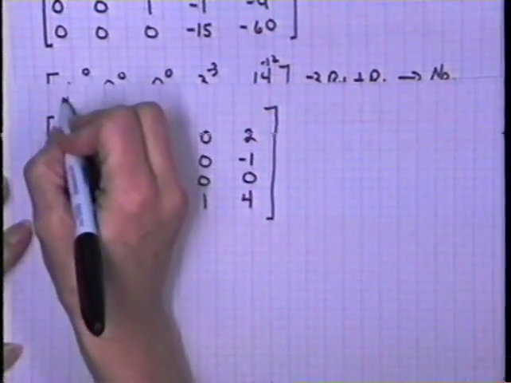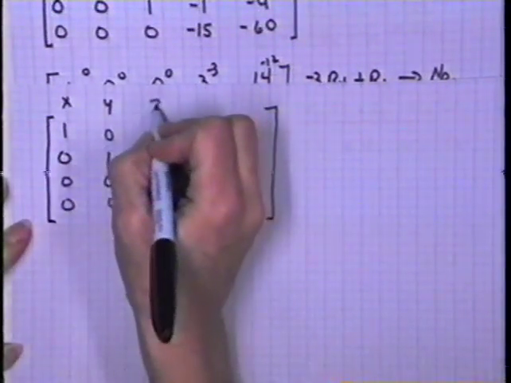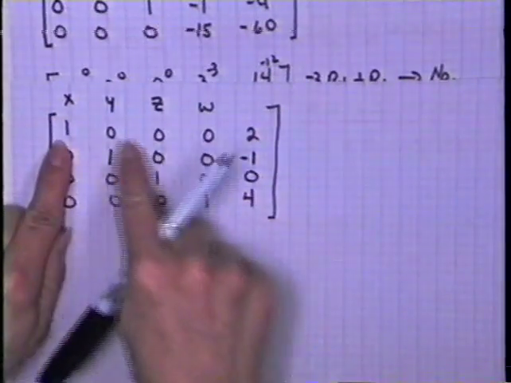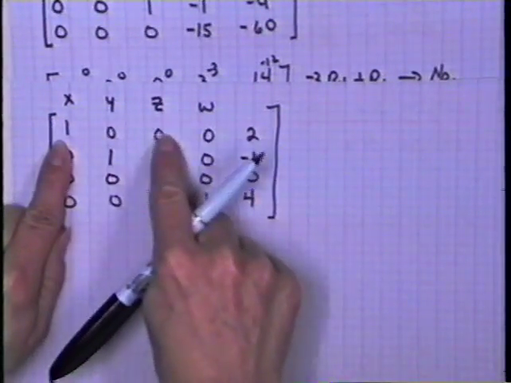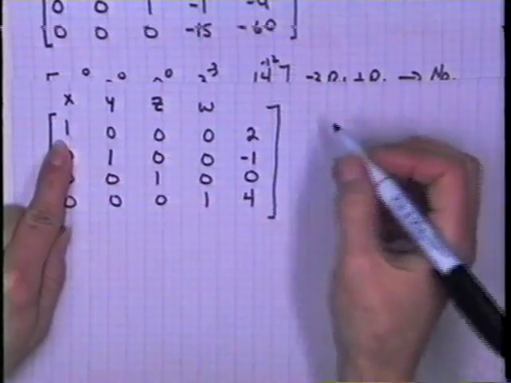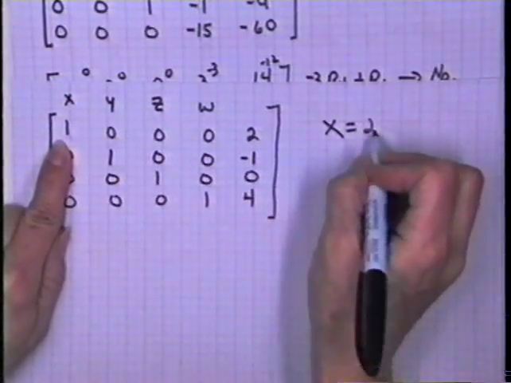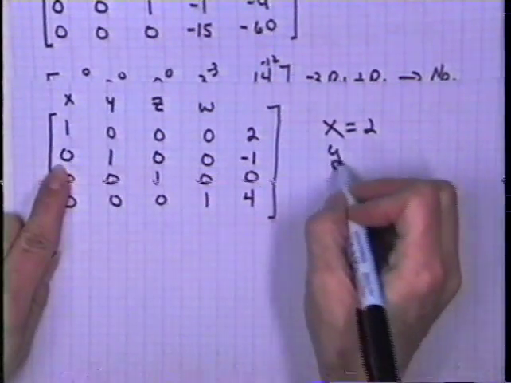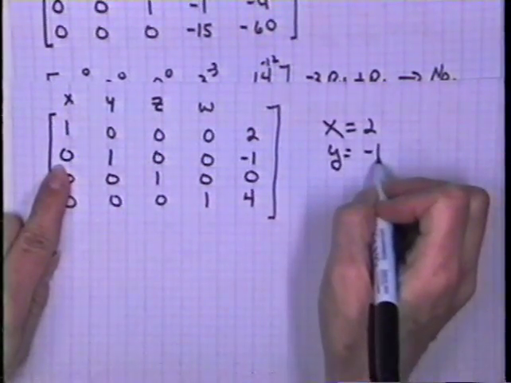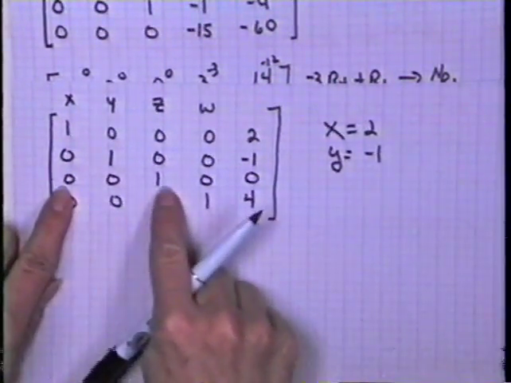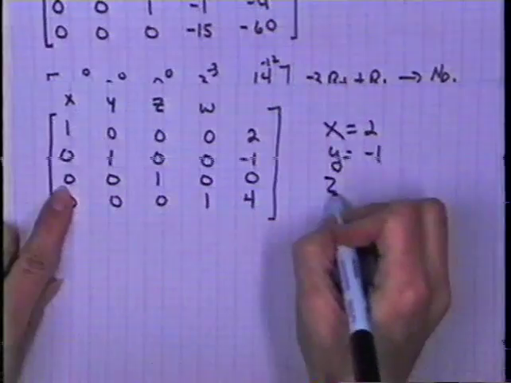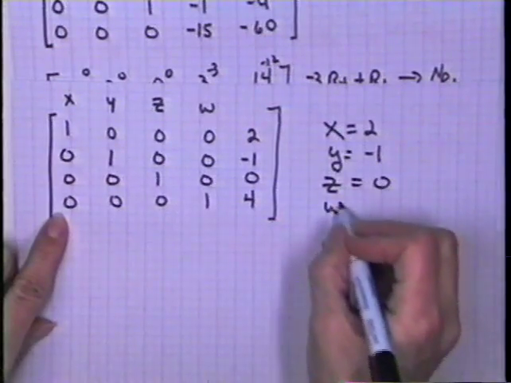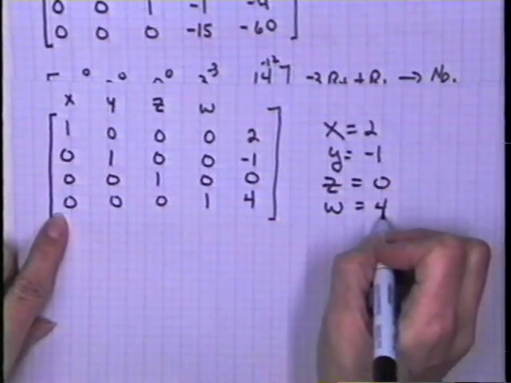Let's look at the equations. Remember, this was x, Y, Z, and W. So my first row, notice says X, no Y, no Z, no W. So just X equals 2. Second row, the only thing I have is 1Y equals negative 1. In the third row, I have 1Z equals 0. And in the last row, I have 1W equals 4.